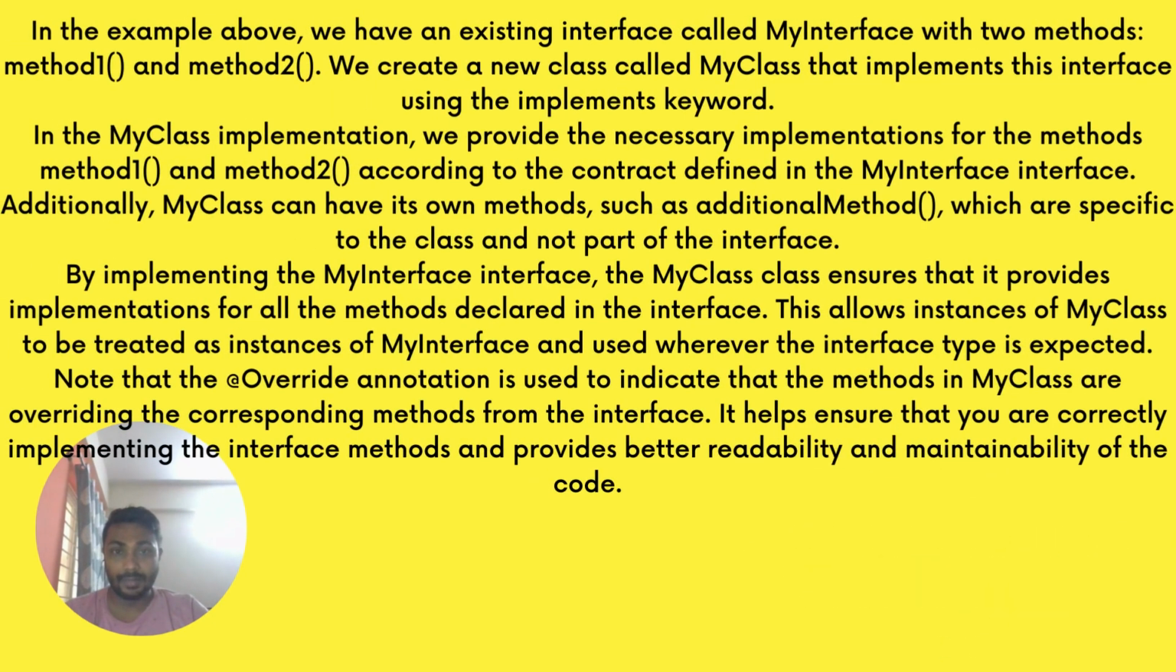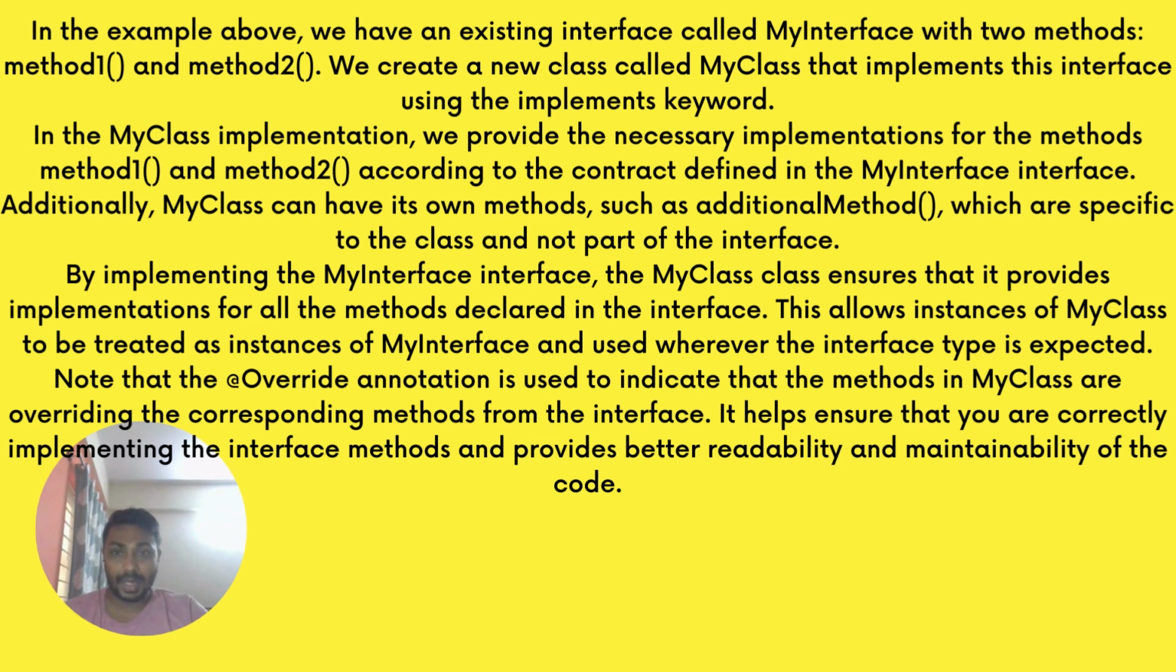Moving on, what we did: we created a new MyInterface, then there were method1 and method2. We created a new class called MyClass. Then we implement the interface using the implements keyword, and in the MyClass implementation, we provide the necessary method1 and method2 according to the contract defined in MyInterface. Additionally, MyClass has its own additional method, which is not a part of the interface. So by implementing MyInterface, we inherit the interface, and MyClass provides the implementation of all the methods declared in the interface.